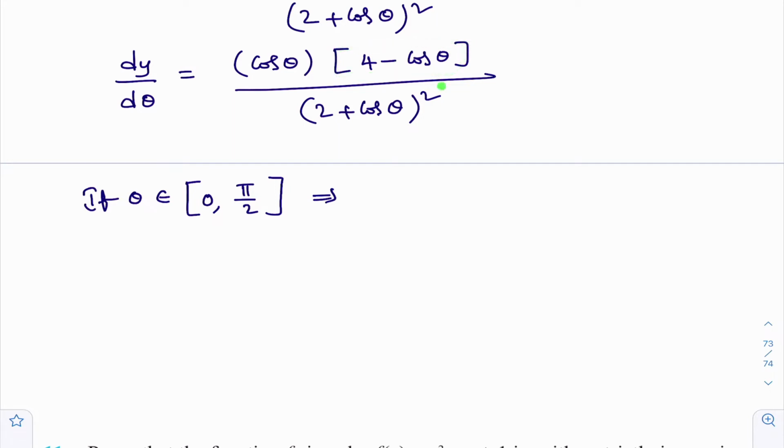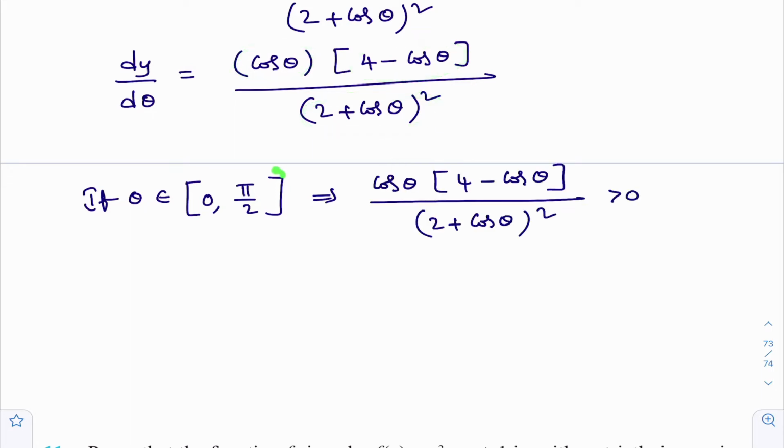Here in the denominator whole square is there, no? So this denominator is positive. Now it is very clear that this is positive, this is positive, this is also positive. So this is what I am saying when theta is in the open interval 0 comma pi by 2. As this is the closed interval 0 comma pi by 2, if you take theta as 0, we know that cos 0 value is 1. So 4 minus 1, this is positive, obviously this is also positive.